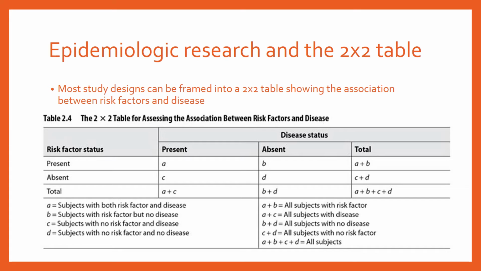So do they have the disease or not? So if we go back to the physical activity and breast cancer, the disease is breast cancer. So under present, it would be the people in the study who do have breast cancer, and absent would be those who do not. So you can see that every person or every subject in your sample that you're studying would fall into one of these categories.